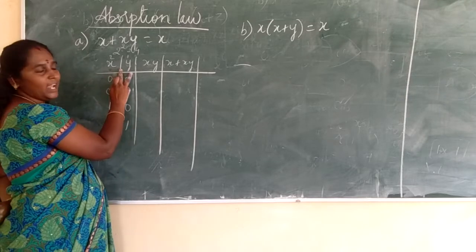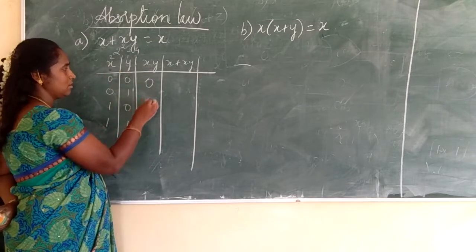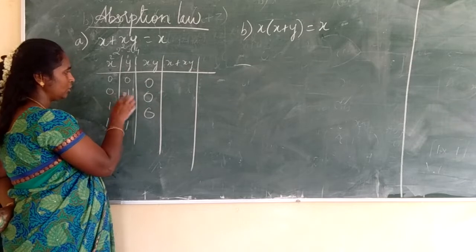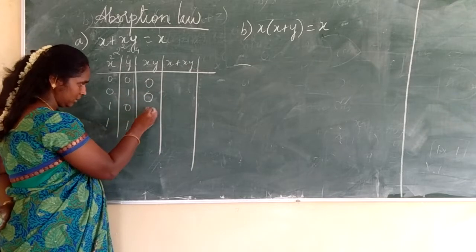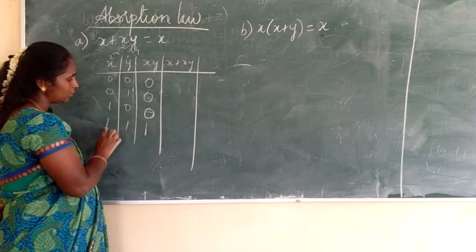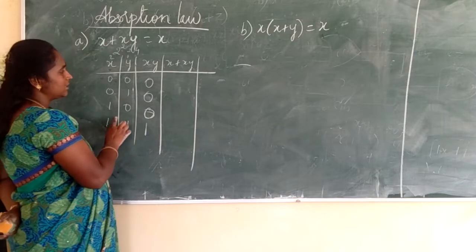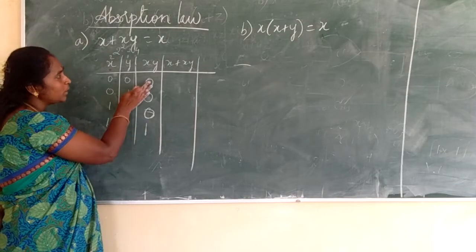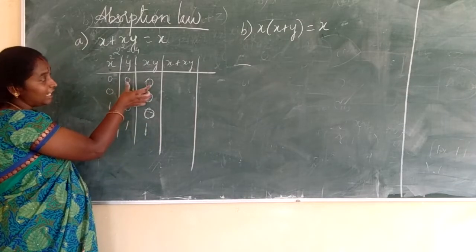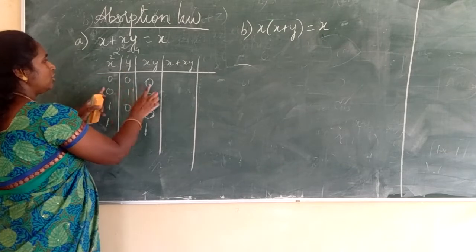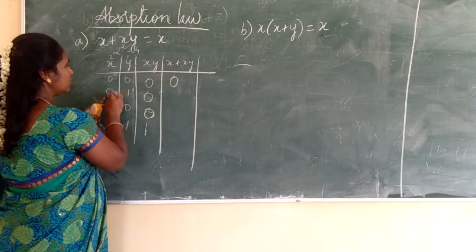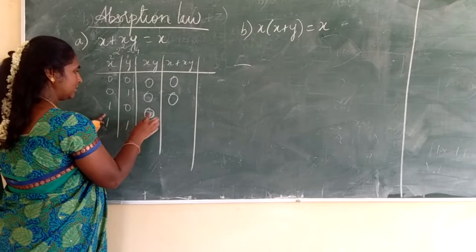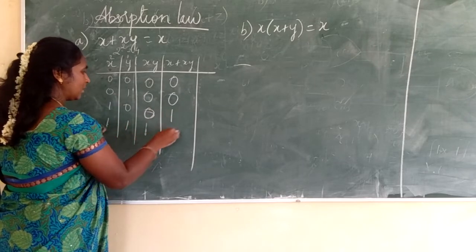These two should be ANDed. 0 into 0 is 0, 0 into 1 is 0, 1 into 0 is 0, 1 into 1 is 1 because both inputs are high. Next, this value should be ORed, a logical addition, with x. 0 plus 0 is 0, 0 plus 0 is 0, 1 plus 0 is 1, 1 plus 1 is 1.